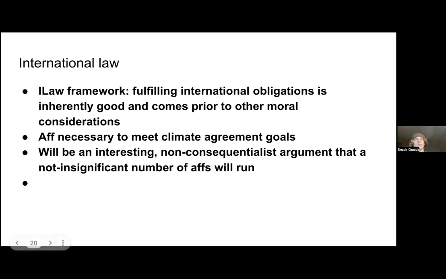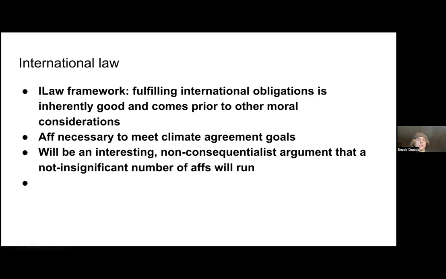Another one that deviates from the theme of these previous ones is the framework of international law, or fulfilling international obligations or agreements. If you're not familiar with this framework, it essentially says that fulfilling these obligations is inherently good, and comes prior to other moral considerations, because we need some sort of unified international system that works well in order to care about all these other things effectively.